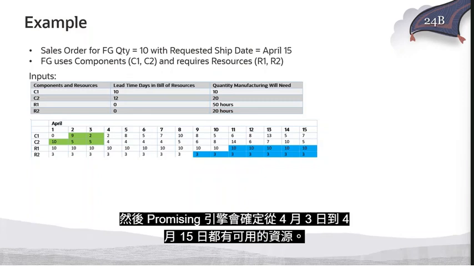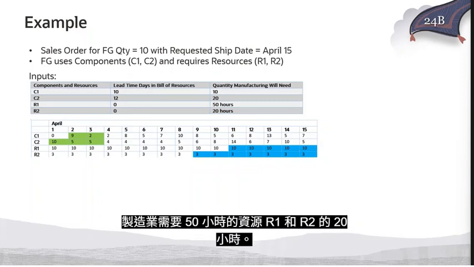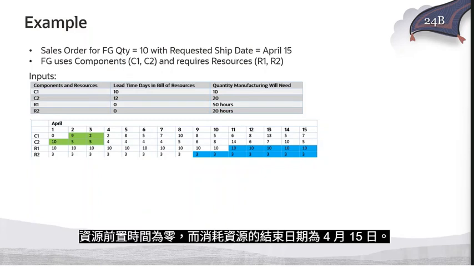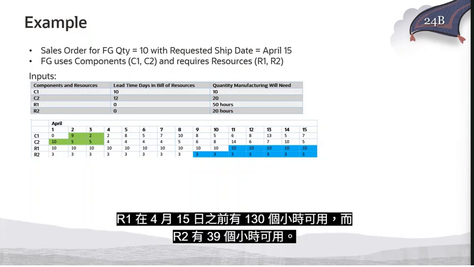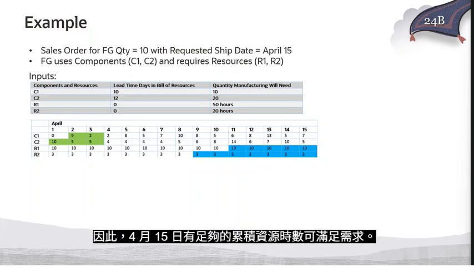Then the promising engine makes sure that resources are available from April 3rd through April 15th. Manufacturing requires 50 hours of resource R1 and 20 hours of R2. Resource lead times are 0, and the end date to consume resources is April 15th. R1 has 130 hours available leading up to April 15th, and R2 has 39 hours available. So cumulative resource hours are available on April 15th to meet the demand.